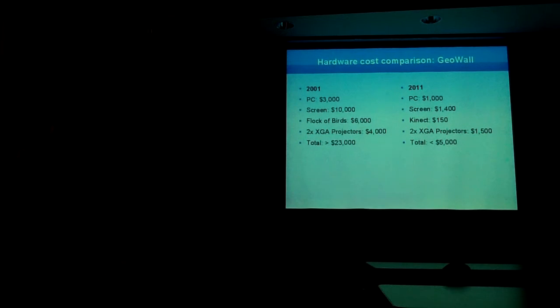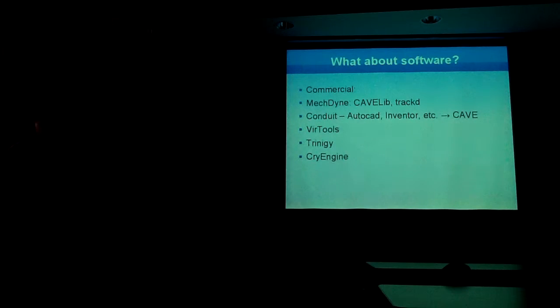In 2001, building just a single wall stereoscopic display system, a thing that's often called a geo-wall because it's used in the geological sciences community a lot, you look at the cost of these things. The projection screen is $10,000. Today it's like $1,400. The Flock of Birds Ascension magnetic tracking system was like $6,000 to $9,000. Now a Kinect is $150. So there's this huge shift. Even at what was the very low end, the cheap VR of the day was like a $23,000 to $25,000 system. And now, just hardware-wise, it's significantly less.